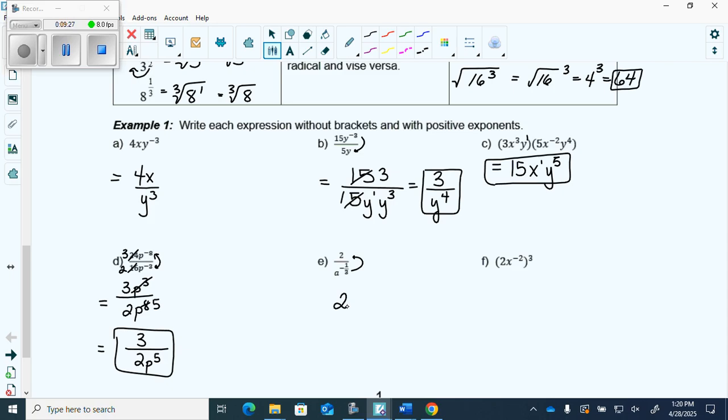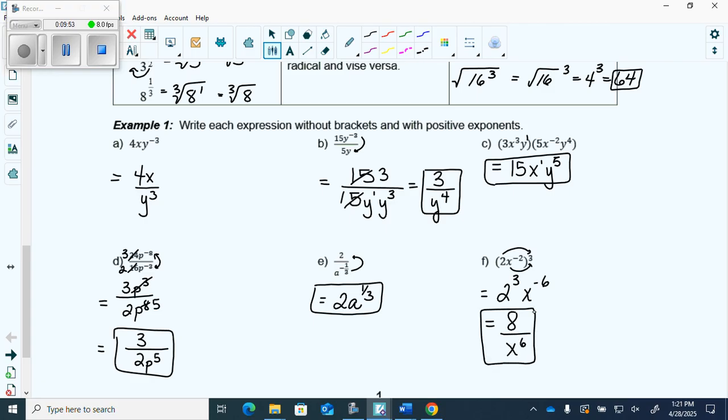So it's 2a to the 3rd. And then this one, so 2 to the 3rd, x to the negative 6. 2 to the 3, sorry. X to the negative 6. And 2 to the 3 is what? 8 over x to the positive 6.